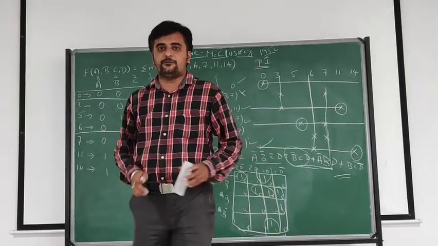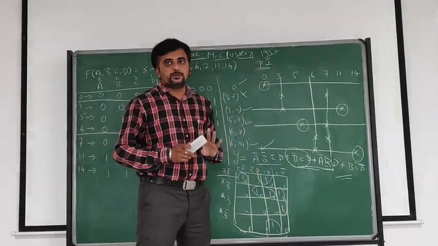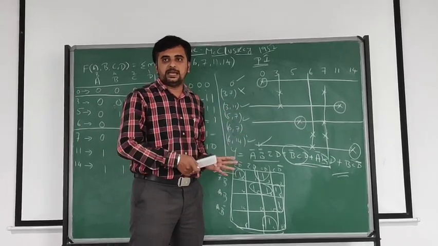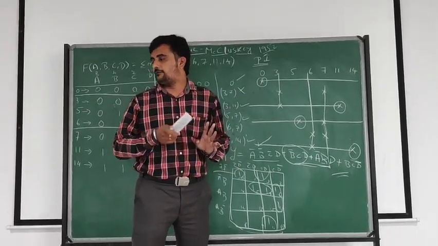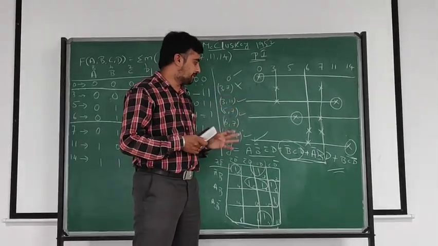So this is the QM method to solve by using the prime implicant concept to reduce the minimization of a Boolean function. So this is all for today's class.